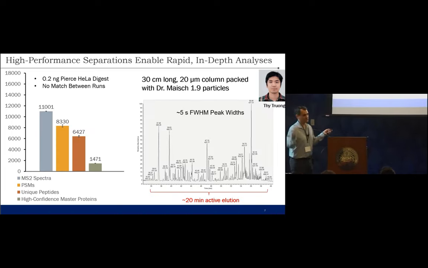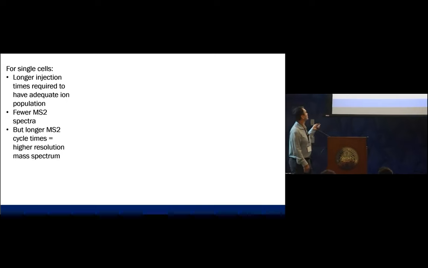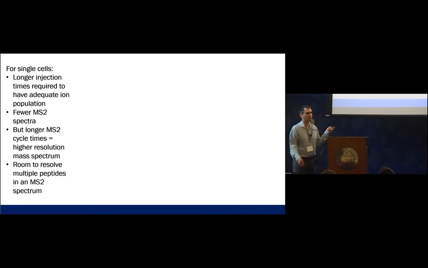So that's one of the things that we do, is just working with low flow separations to enhance sensitivity. See, the other thing is on the acquisition front, we realized that with Orbitrap-based instrumentation, you need longer injection times to have an adequate ion population for an MS2 spectrum. So that means that you're collecting fewer MS2 spectra, but it also gives you an opportunity to, you might as well run the Orbitrap in a higher resolution mode if you're going slow anyway. And so that gives you the opportunity to resolve multiple peptides in one MS2 spectrum for label-free analyses.